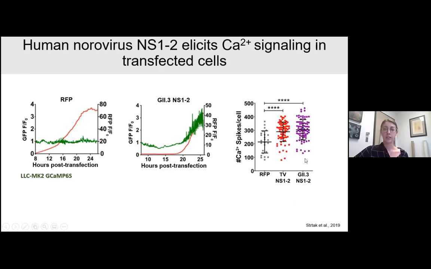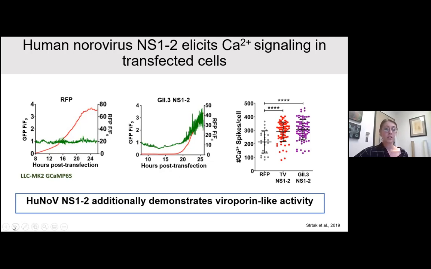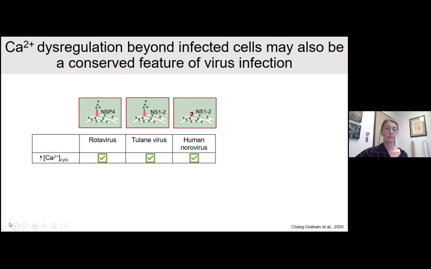And again, the NS12 protein from human norovirus alone is sufficient to mediate significant increases in the number of calcium spikes within the transfected cell. And this is to a similar degree as Tulane virus NS12, suggesting that the NS12 protein from human norovirus may additionally demonstrate viroporin-like activity.